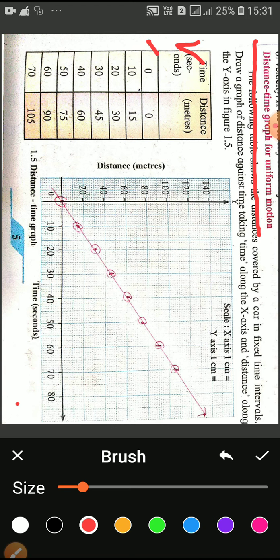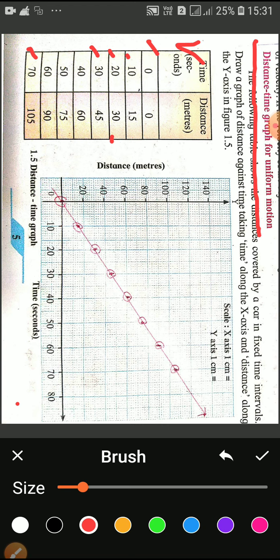But you can see in the next row, after 10 seconds, the object covers 15 meters. Again after 10 seconds, the object covers another 15 meters, so 15 plus 15 is 30. Again in the next 10 seconds, the object covers 15 more, so 30 plus 15 is 45. In this way, after 70 seconds, the object covers a total distance of 105 meters.